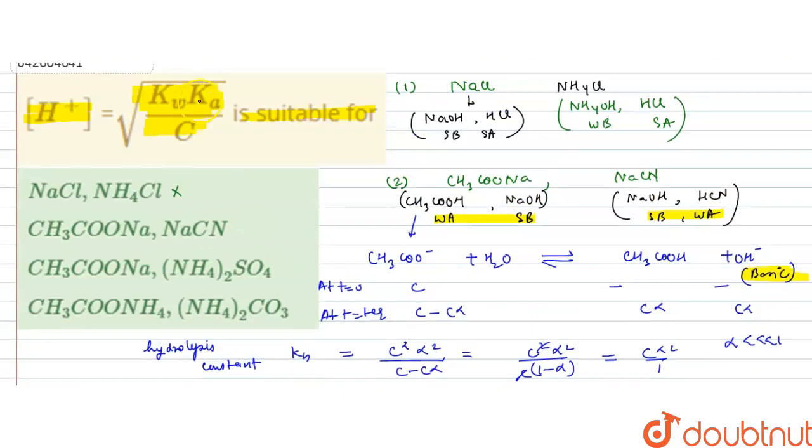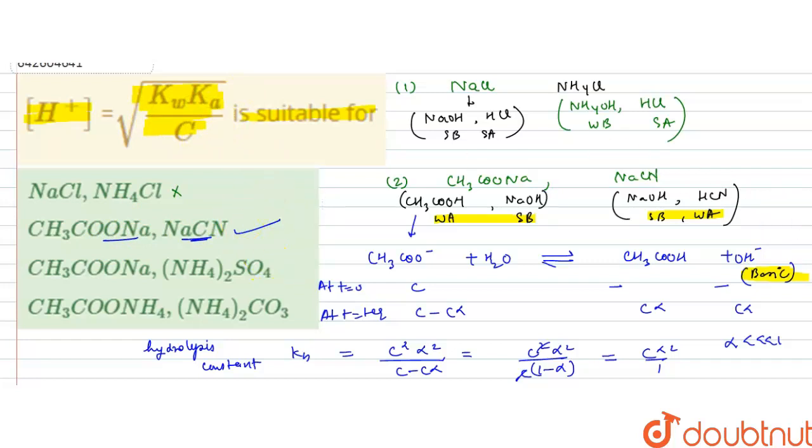So this is given, that is Kw into Ka. It means that if we have calculated this for the CH3COONa salt, then for NaCN it will also be the same. It means for this option the H plus ion concentration equals this. Now this option is correct.